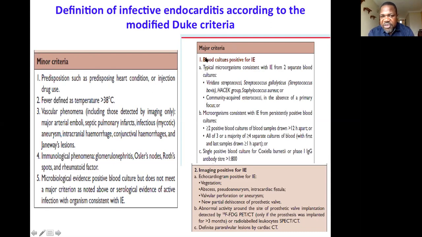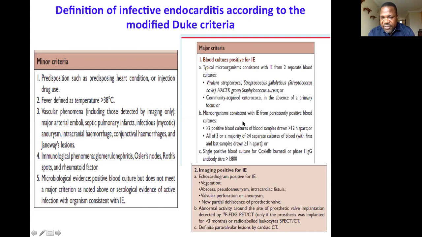So for the first major criterion, you need to have a positive blood culture to confirm infective endocarditis, and you should find typical microorganisms consistent with causing infective endocarditis from at least 2 separate blood cultures. Here I am speaking about 2 separate blood culture sets. One set is 2 bottles. So 2 separate sets, taken at different intervals. And they all come back positive, either with viridans or oral streptococci, or the HACEK group, but here we are mainly focusing on streptococcal infection.